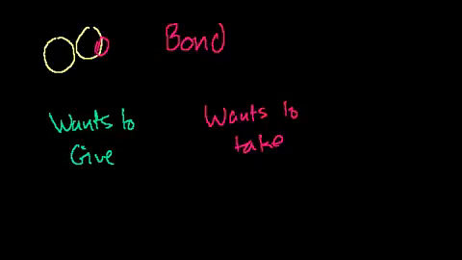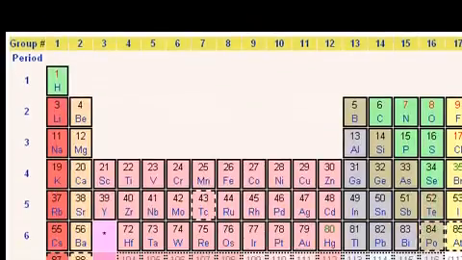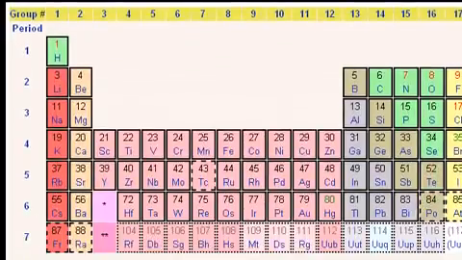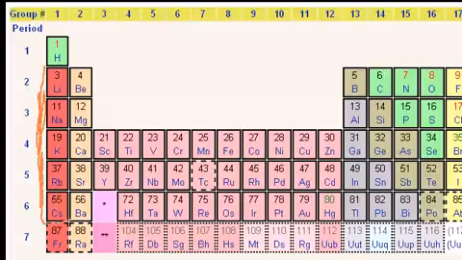So who wants to give? Well, if you look at the periodic table, the ones who want to give really badly, and we've talked about this a good bit, are the alkali metals. These guys just really want to offload an electron. There are other elements that want to give them, but let's take the extreme example.